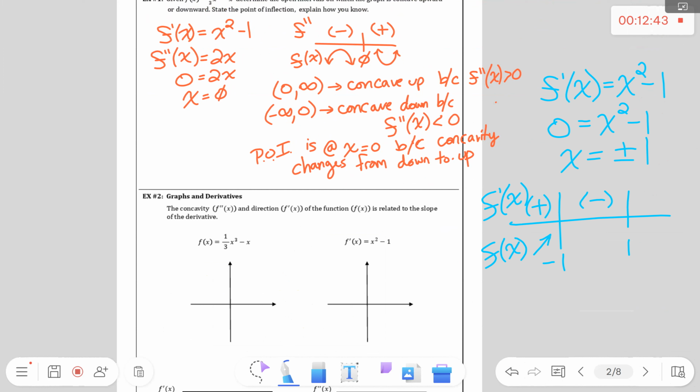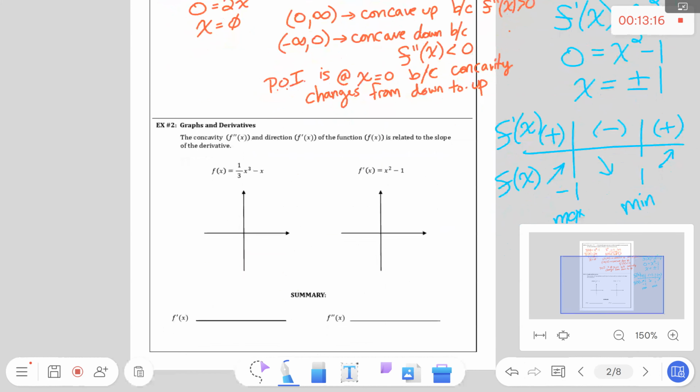What do I got to the right of 1? Pick a number. 2. 2 squared is 4. Minus 1 is positive. So what do I have at negative 1? We have a max, right? We got a max at negative 1. And what do we got at 1? We got a min.